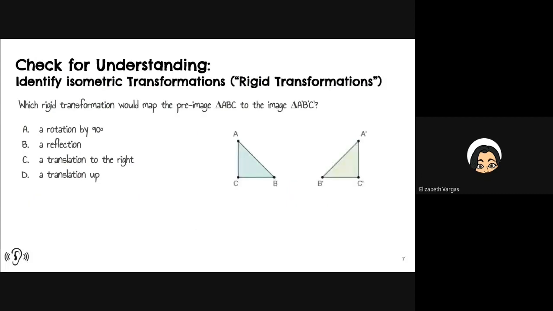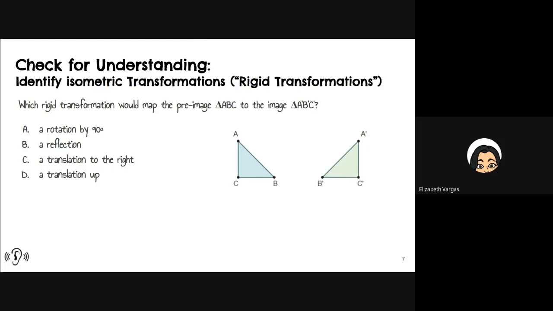So I want to do a quick check for understanding, just to make sure we are all caught up and we are not having any difficulty. Which rigid transformation would map the pre-image to the image ABC, A prime, B prime, C prime? A rotation by 90 degrees, a reflection, a translation to the right, or a translation up? Which of these transformations did we use to go from this pre-image to this image?